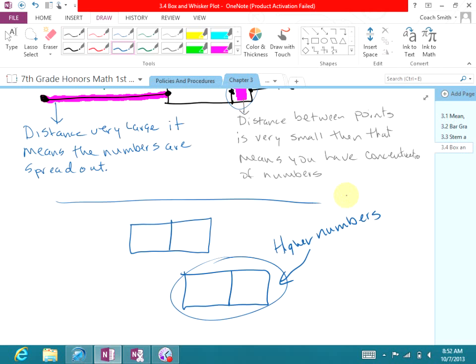Well, usually when they want you to write a conclusion, they're wanting you to compare 2 different box and whisker plots. Okay? So like the one we just did with the St. Louis Rams and the New England Patriots, we wrote a conclusion. Now, obviously, conclusions are going to be different.